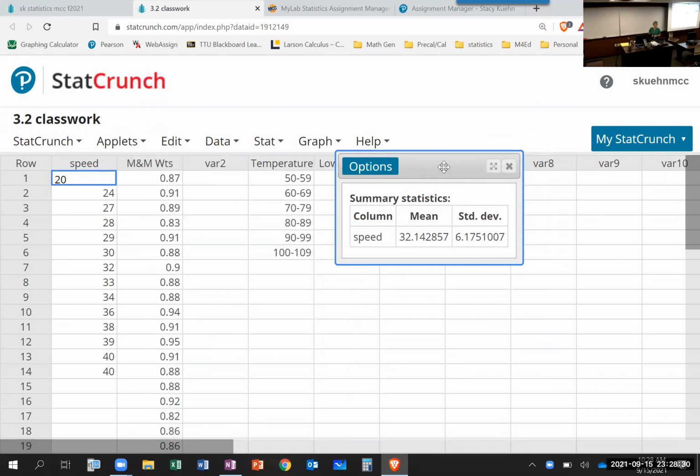So let's just write that down on our paper. We now know that the mean, we'll just use whole numbers here, is 32, and the standard deviation is 6, because that'll make our numbers a little bit easier. Mean is 32, standard deviation is 6. That wasn't hard. We pushed some buttons in StatCrunch and that's how we got it. We don't have to calculate it by hand, okay?